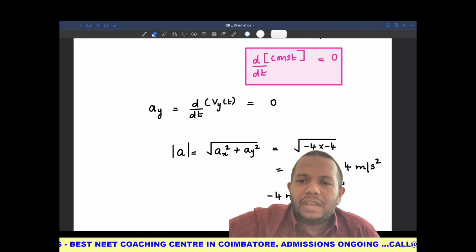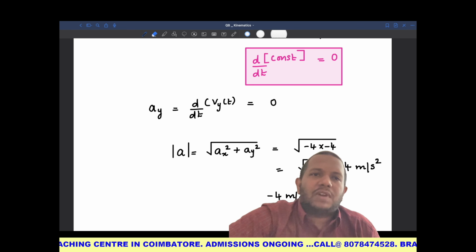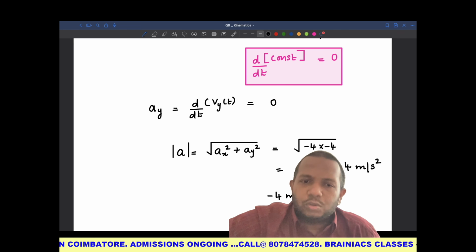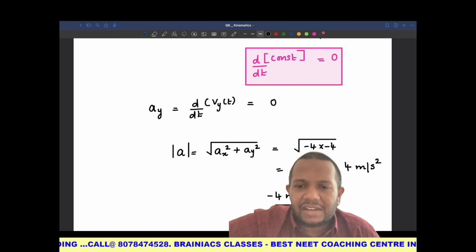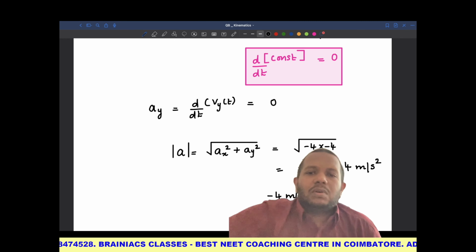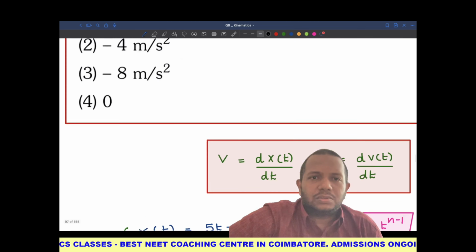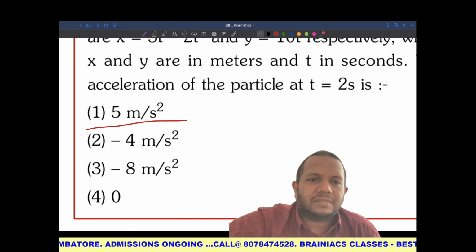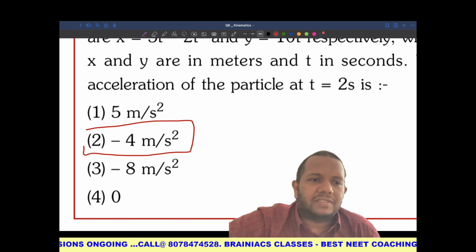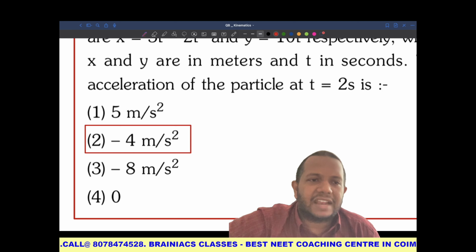So in this question you can see, even though the particle has velocity in two particular directions, acceleration happens only in one particular direction. Okay, so that's it. So let's go to the options and we will mark that. So the answer should be option 2. Okay, so minus is coming since we are considering the direction.